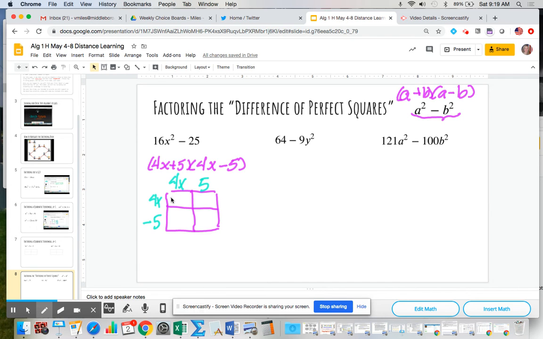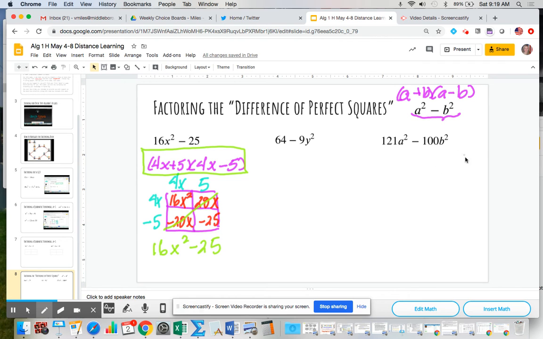All right, 4x times 4x, 16x squared. 5 times 4x is 20x. 5 times negative 5 is negative 25. 4x times negative 5 is negative 20x. And what you're going to notice is along the diagonal, these are additive inverses. They will add together to equal 0. So what we end up with is 16x squared minus 25, which is what we were given. So now with confidence, I can state that my answer is correct.